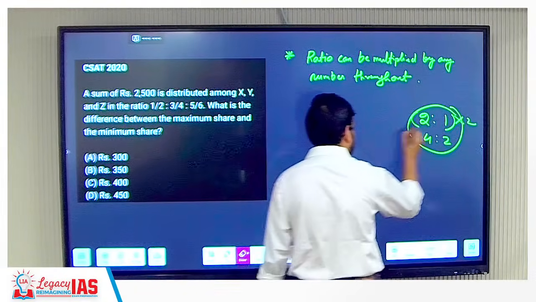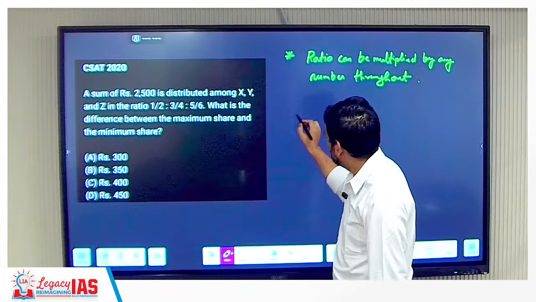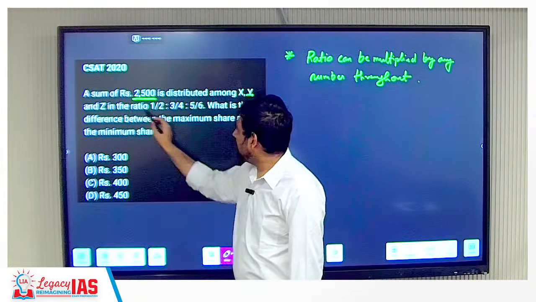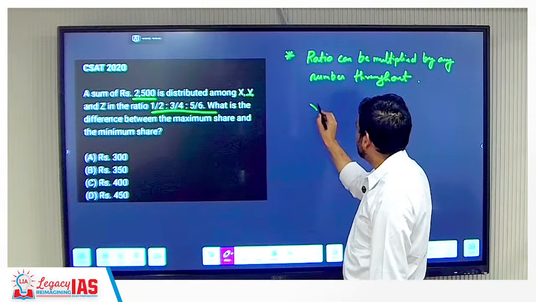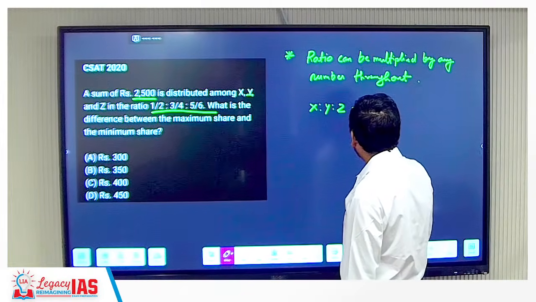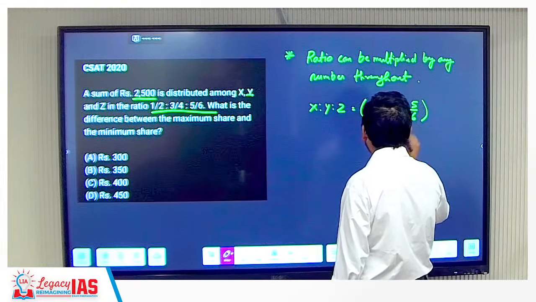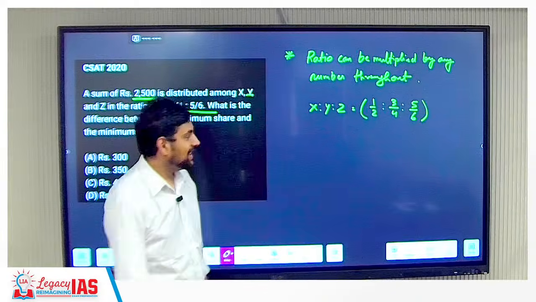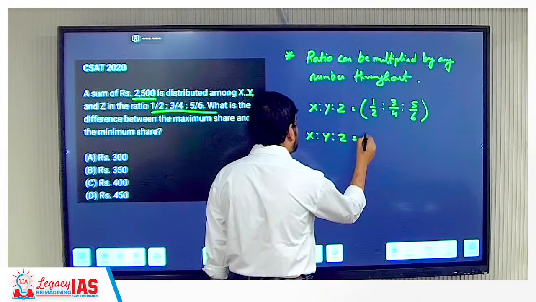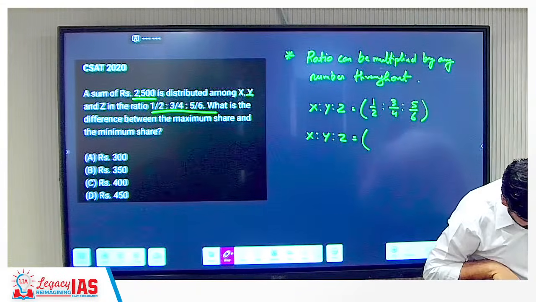Now, if you get this, the question is what? Total sum is 2500. Fine. X, Y, Z are in this ratio. So that means X ratio Y ratio Z is what? It is 1/2 ratio 3/4 ratio 5/6. Correct? This is the ratio. Now let's calculate X, Y, Z. Let's multiply it with some number so that it becomes a whole number throughout.